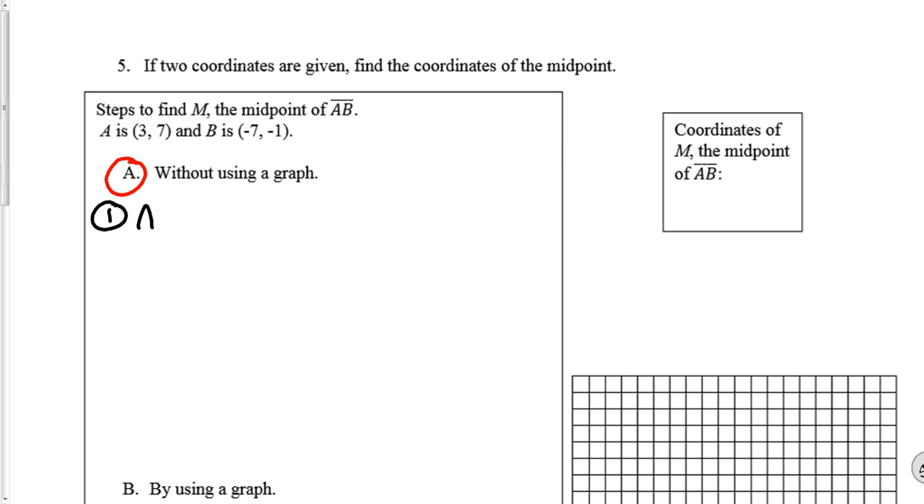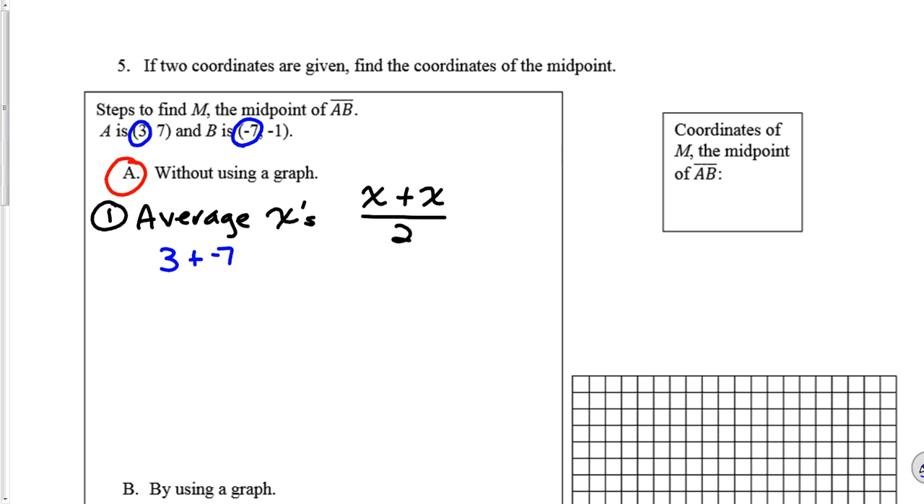Step 1 is we are going to average the x's, which means, what am I going to do? I'm going to take the x's and I'm going to add them together, and then I'm going to divide by 2. So in this case, let's identify our x's. And our x's are 3 and -7. They're the first number in each coordinate. So to do that, I'm going to take 3 plus -7, and I'm going to take that and divide it by 2.